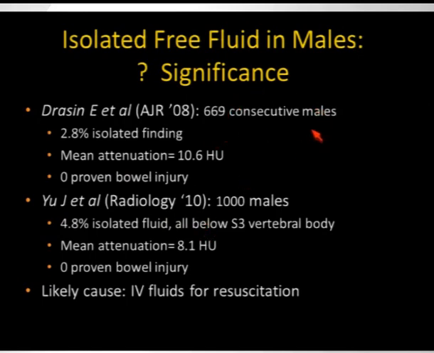a large number of male patients in whom the only finding on the blunt trauma CT was a small amount of simple low attenuation fluid isolated to the pelvis, and none of them had a proven bowel injury. None of them required a laparotomy, again, in both series. We think that the cause of this finding of free fluid, small amounts in the abdomen, may be the larger or more aggressive resuscitation that patients are now undergoing before they arrive to the ER and during the first few minutes of admission to the trauma suites.